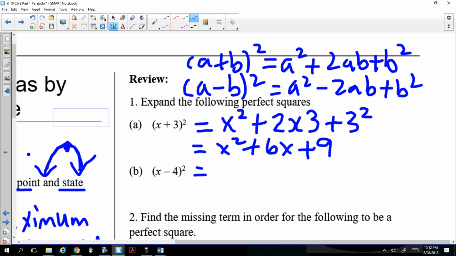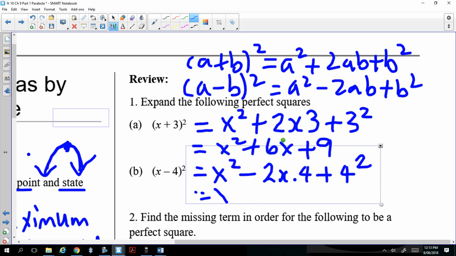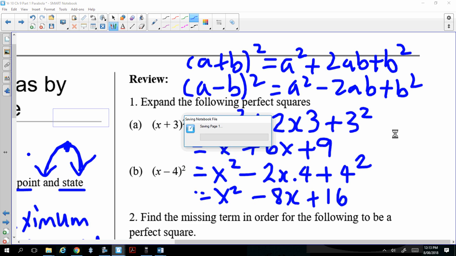Alright, try the next one. x squared minus, because this is minus, then write 2x times 4 plus 4 squared. So you get x squared minus 8x plus 16. Okay, now we did both of these. These are perfect square expansions.